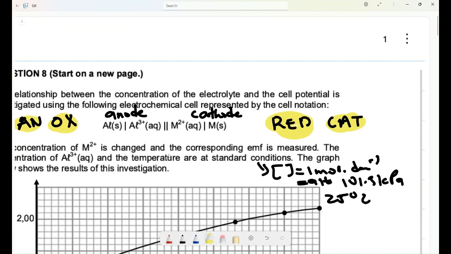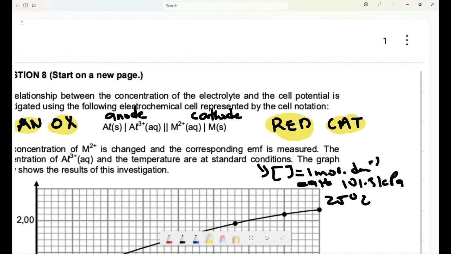Like here, let me prove this. I said this one undergoes oxidation. It is an anode. So can you see the oxidation number moved from 0 to 3 plus? So it was an increase.